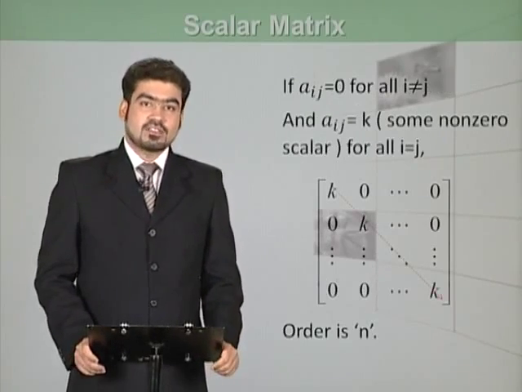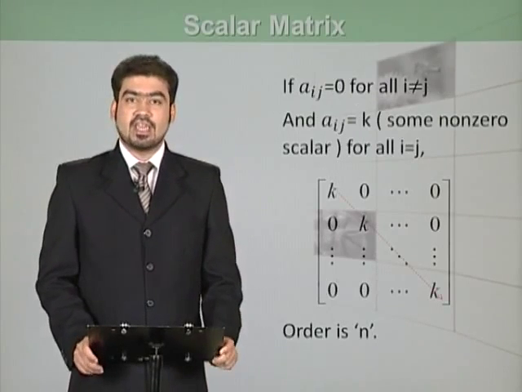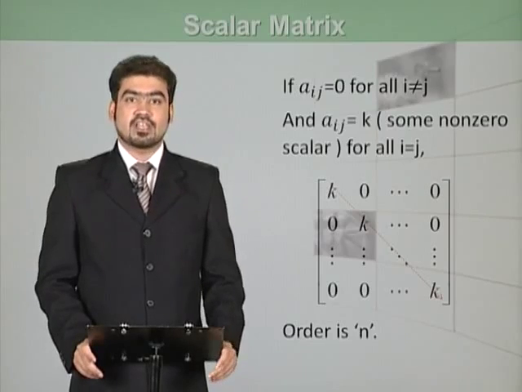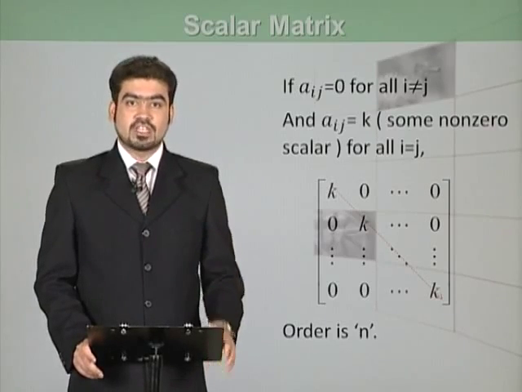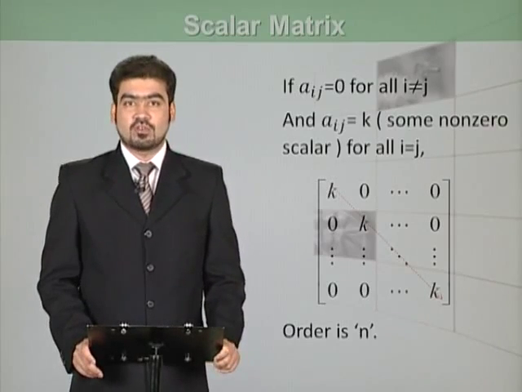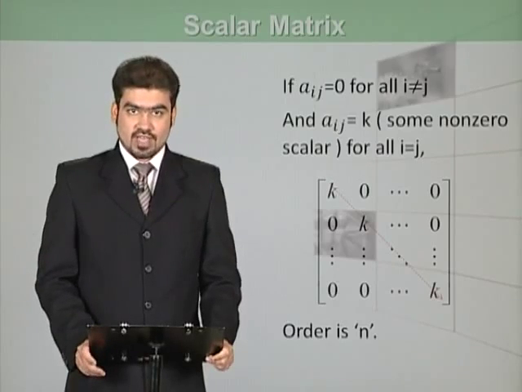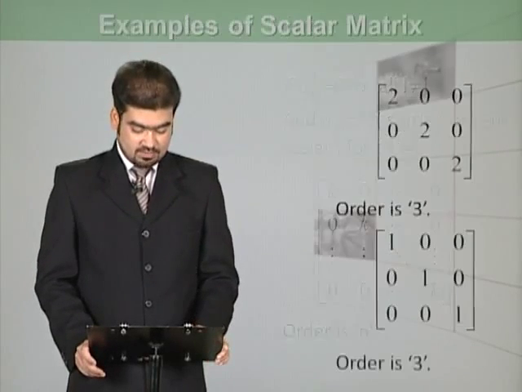the diagonal elements in this matrix are equal to k. So basically k is a scalar. We can take k common out of it. If we take k common out of the matrix, then these diagonal elements will become equal to 1. So basically this will be called a scalar matrix.